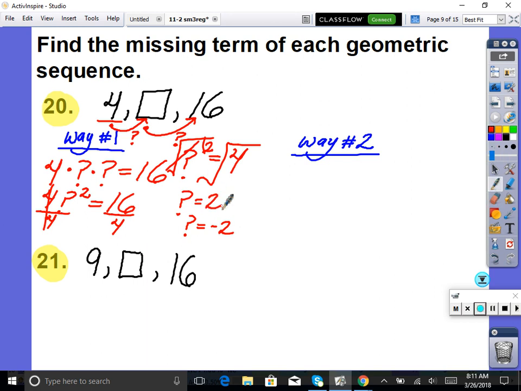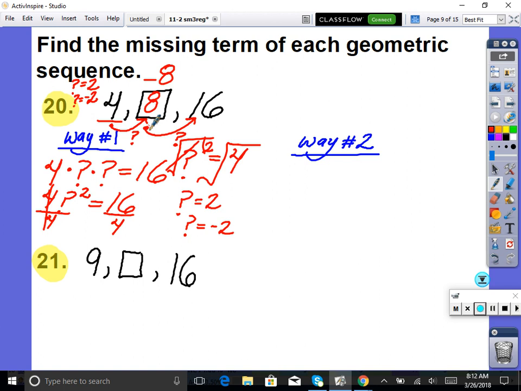So now you would have to actually write out 2 answers. Let's pretend we're timesing by question mark equals 2. 4 times 2 is positive 8. Times 2 is 16. Let's pretend question mark is negative 2. 4 times negative 2 is negative 8. Times negative 2 is 16. Do you see how either really works? So it could be 8, it could be negative 8. We really don't know. Right, because we didn't take a square root, there wasn't a plus or minus. Okay, let's do it with way number 2.